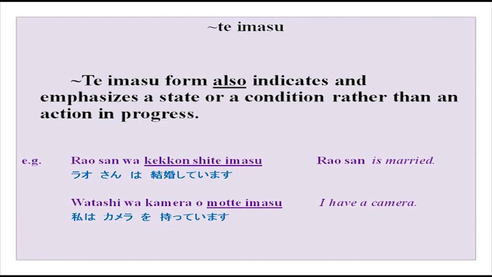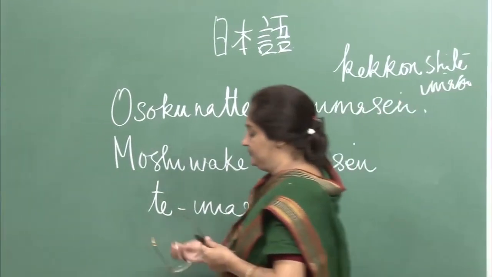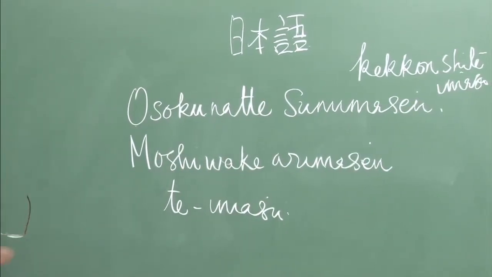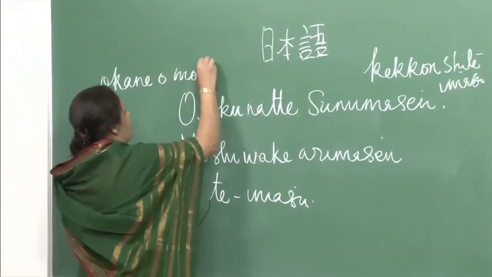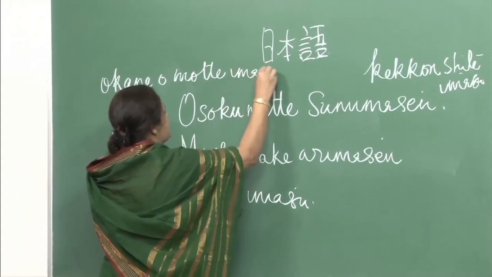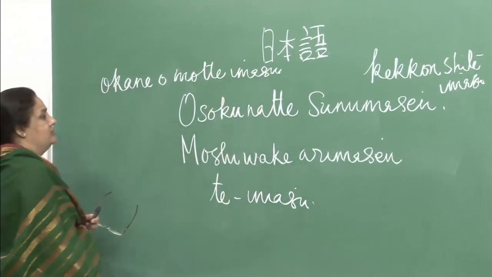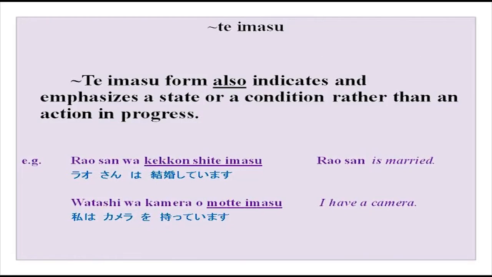Te imasu also indicates and emphasizes a state or a condition rather than an action in progress. So, for example, you have kekkon shite imasu. You can also say, for example, okane wo motte imasu. You could say kamera wo motte imasu. I have, I possess. So that is another way of using te imasu form.